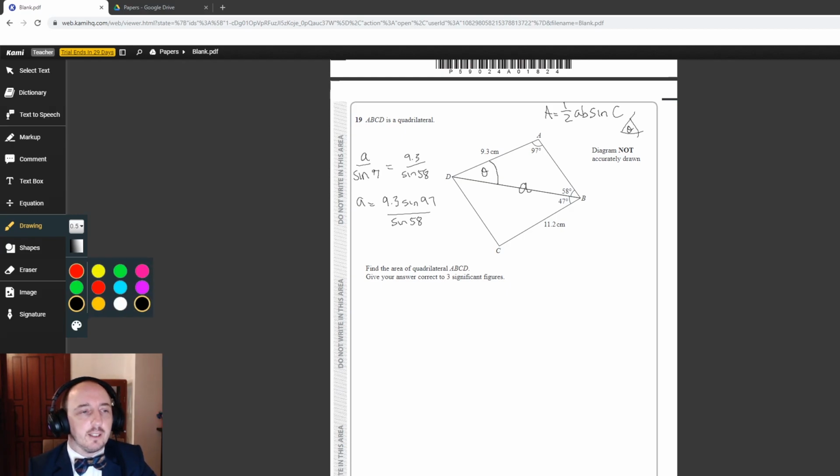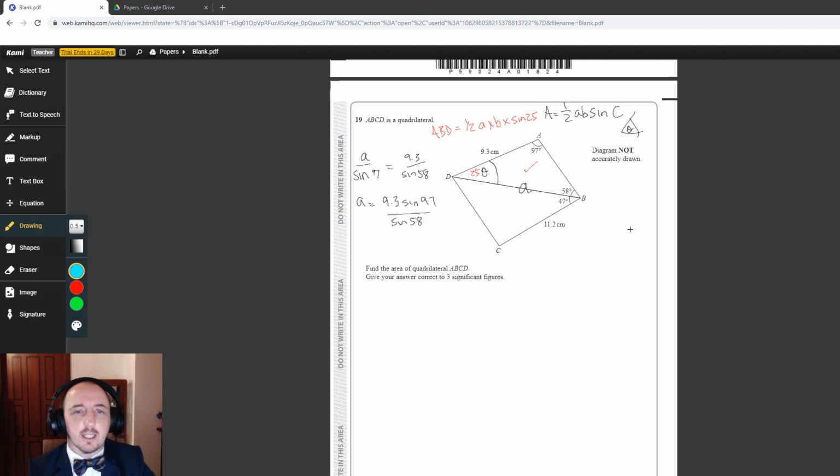So now we can use this to work out the area of ABD. So ABD is half A times B times sine of the angle in between them. So we need to work out theta, which is 180 minus 97 minus 58, which is 25. So that's 25 in there because they add up to 180. So we've worked out ABD.